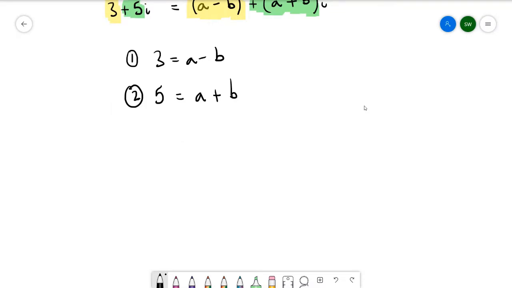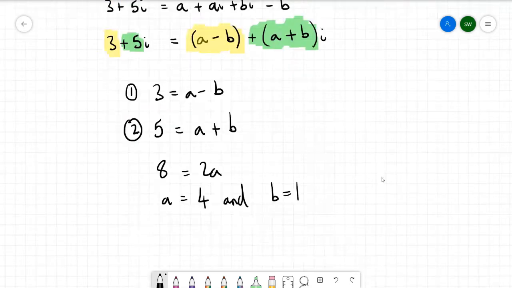Because I've got minus b in one equation and plus b in the other, I'm going to add the two equations together. So we'd get 8 equals 2a, so a equals 4. To find the value of b, I'm just going to use equation 2. So 4 plus b equals 5, so b equals 1.